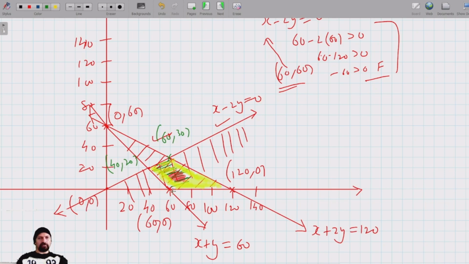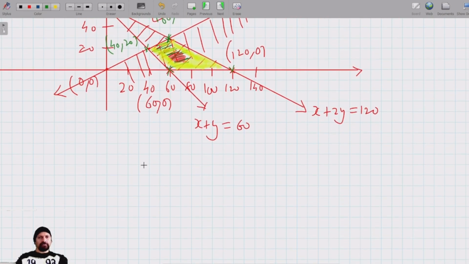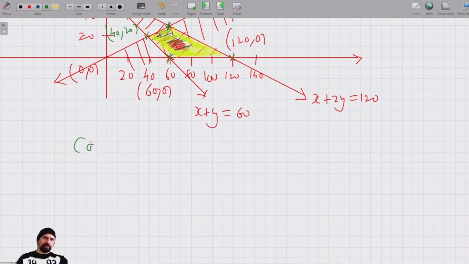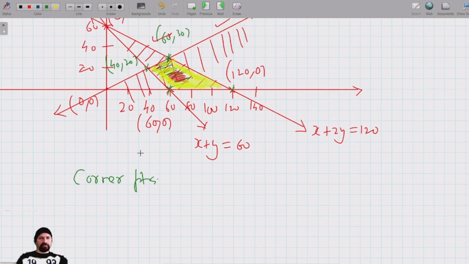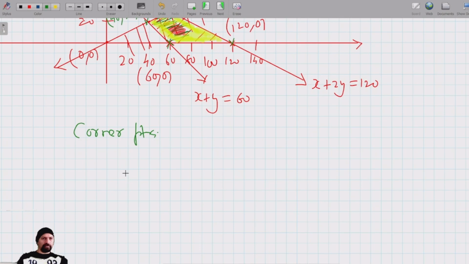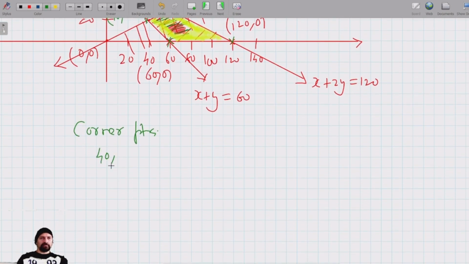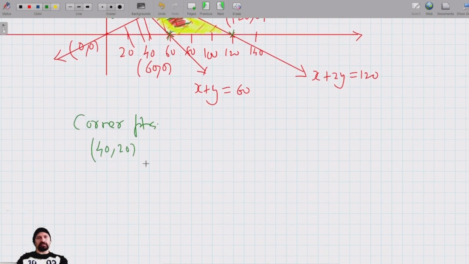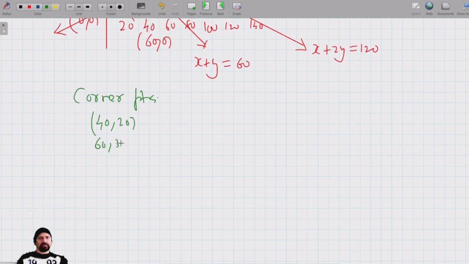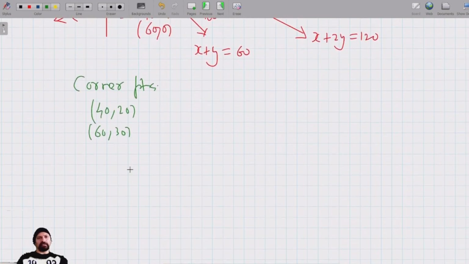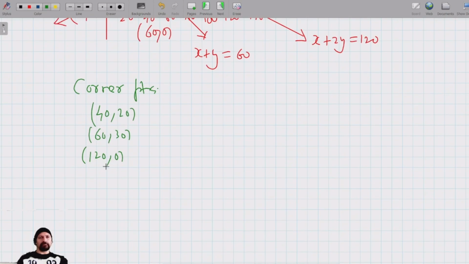So let's write down our corner points. We have four corner points. Let me write them down and get the respective value of the function at those points. The first one is 40, 20. The second one is 60, 30, and then 120, 0, and then 60, 0.